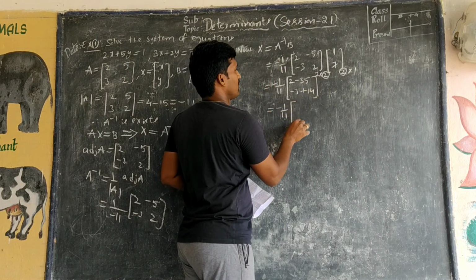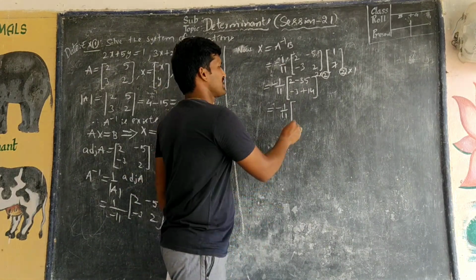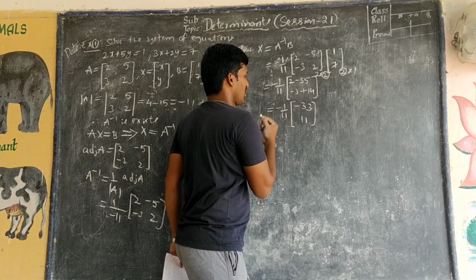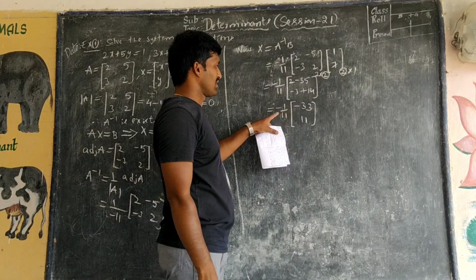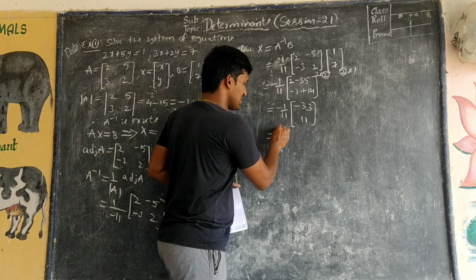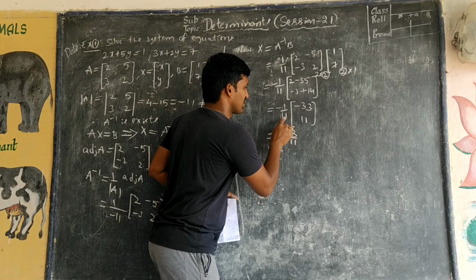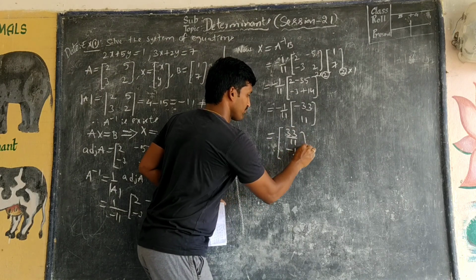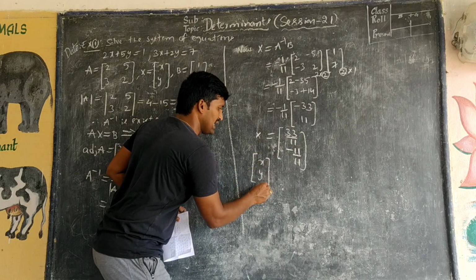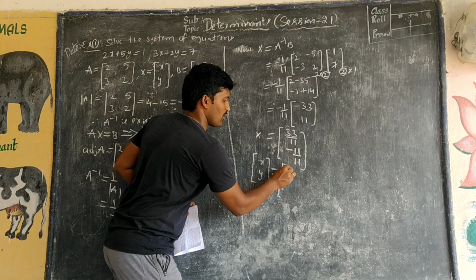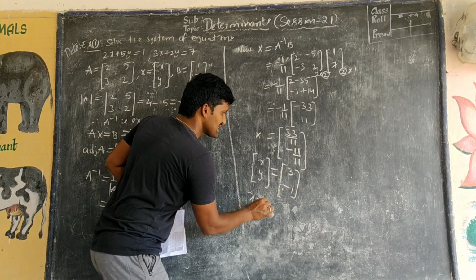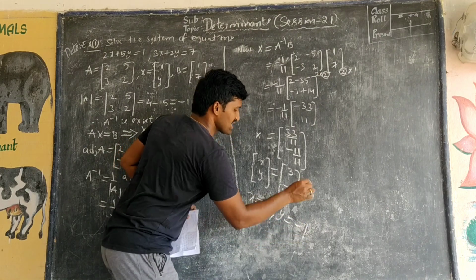Minus 1 by 11. 2 minus 35, how much? Minus 33. Minus 3 plus 14 is clearly 11. Now we are dividing with minus 11, or multiplying the minus inside, minus 1 by 11. Minus minus cancel. What will you get? 33 by 11 here, and minus 11 by 11. From this the X matrix is nothing but the XY column matrix. 33 by 11 is how much? 3. Minus 11 by 11 is minus 1. From this, X is 3, Y is minus 1.